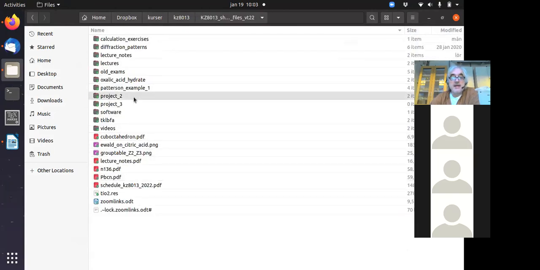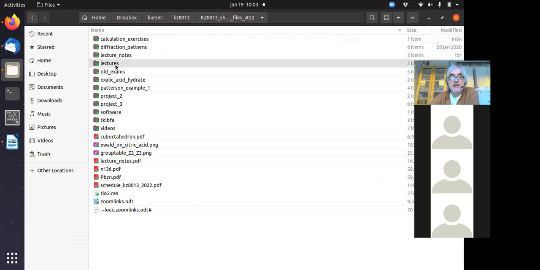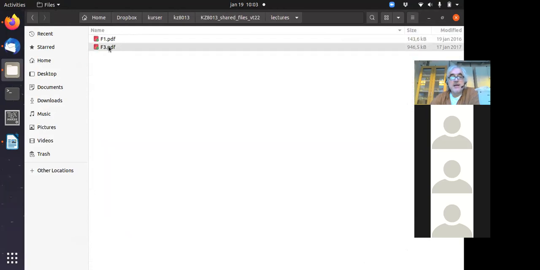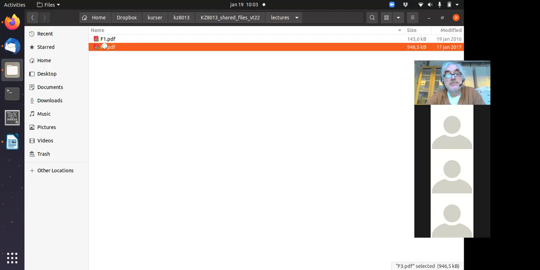In the Dropbox area, shared files, there are lectures, and I think F3 should be present also in the Box area. We will try to keep similar content in Box and Dropbox area. So those of you that have access to Box don't need anything more, and those of you with access to Dropbox should be able to see that also.